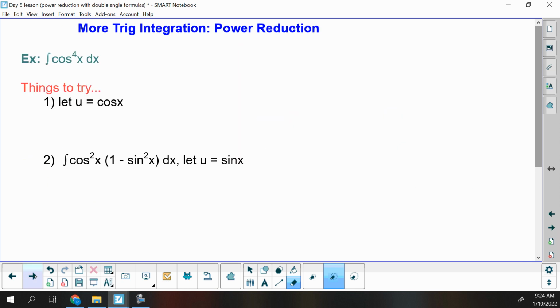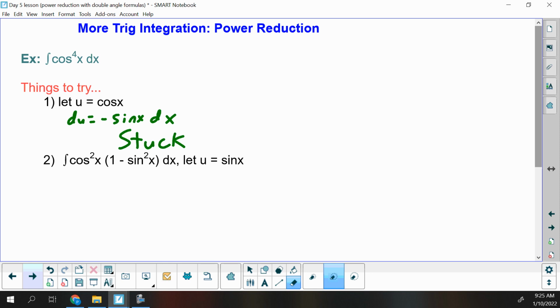So let's try if we have cos to the 4th x down in the bottom of your notes. So first thing to try, let's let u equal cos x. So that means that du would equal negative sine x dx. Well, there are no sines in the problem, so we're stuck. So that's not going to work.